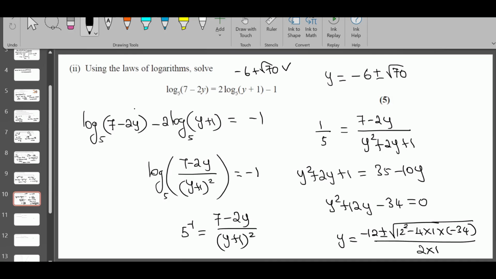So the substitution part and all you don't need to show. You can just write finally, therefore y is equal to minus 6 plus square root of 7. You don't show this, you leave like this, you're gonna lose more marks.